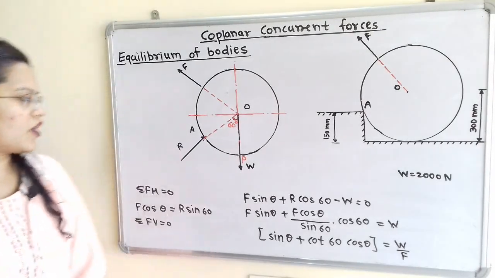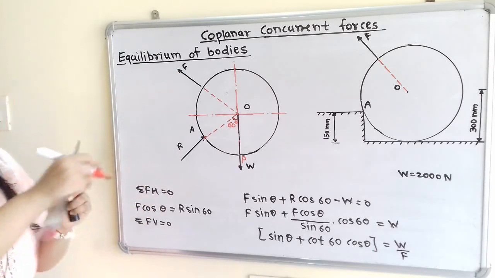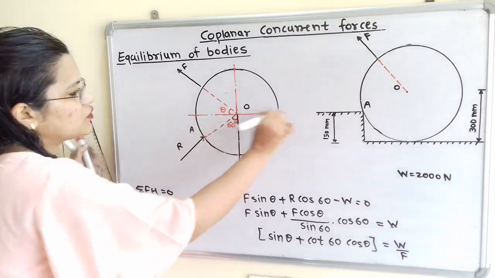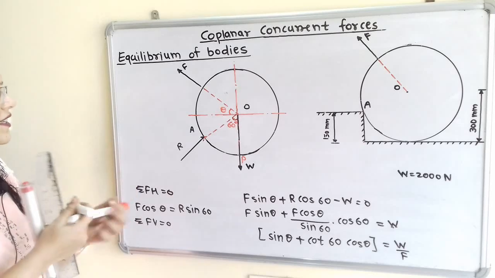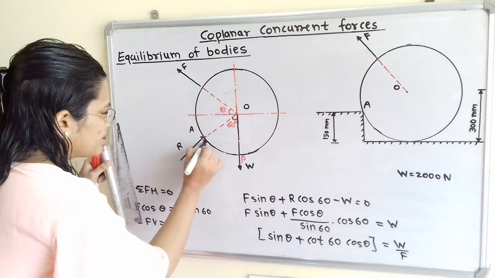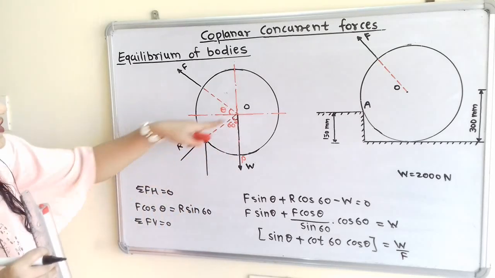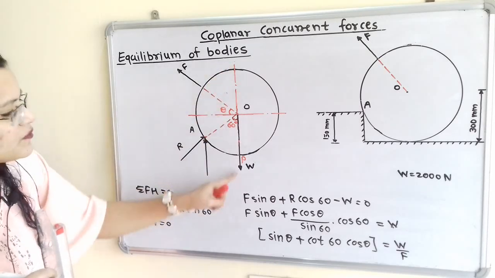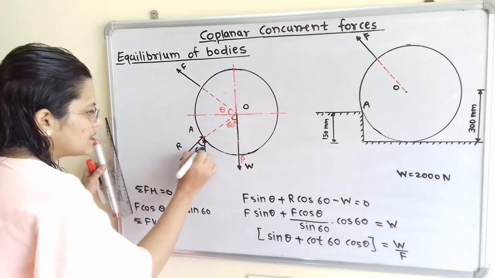Now we will resolve this reaction R as well as this force F. We will consider that this force F is making an angle theta with this horizontal line. Now how to resolve? So here is the vertical component for this R, and here the same angle is 60 degrees because this is the same line R, and this vertical component and this vertical line are parallel to each other. So here is 60 degrees.